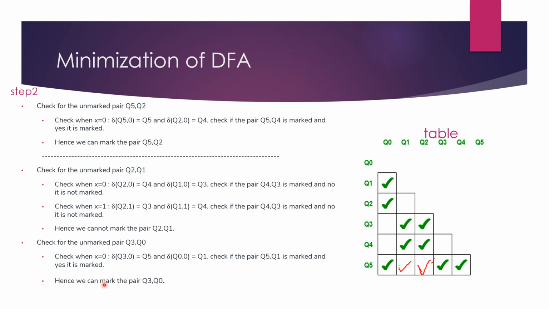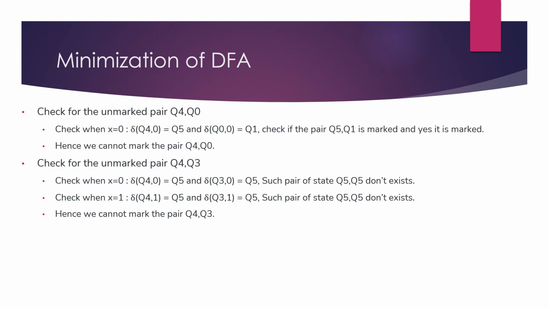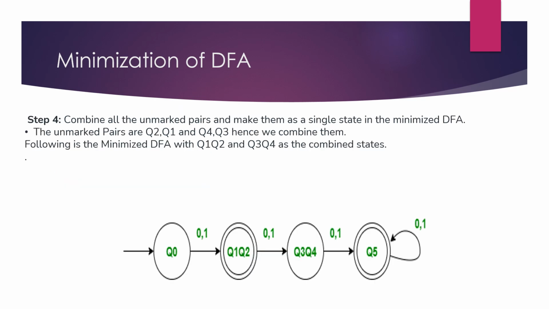Q3 on 0 goes to Q5, Q0 on 0 goes to Q1. Check whether the pair Q5 and Q1 is marked. Yes, Q5 and Q1 are marked. So we will mark Q3 and Q0. The same process will be repeated for the remaining unmarked pairs, and up to here step 3 is completed. Next we will move to step 4.